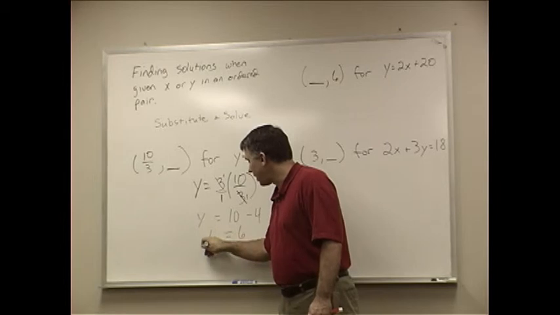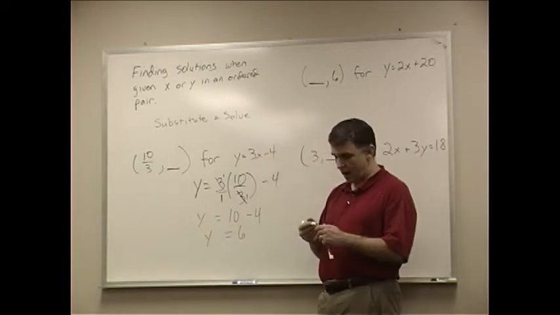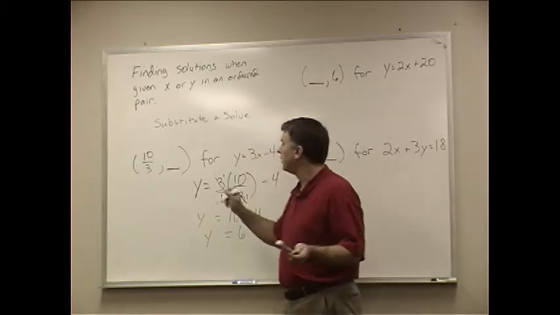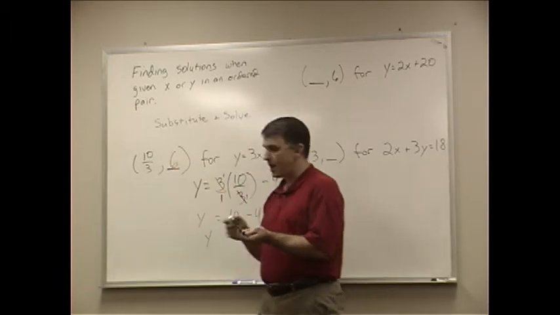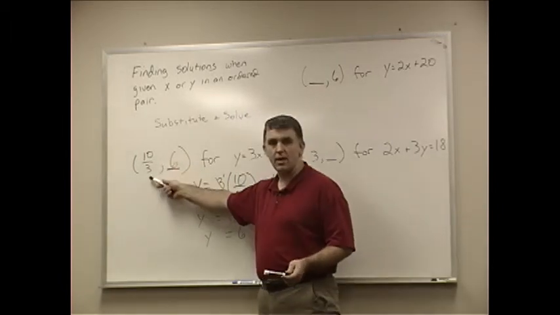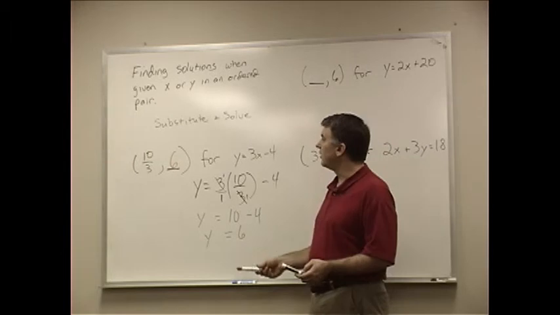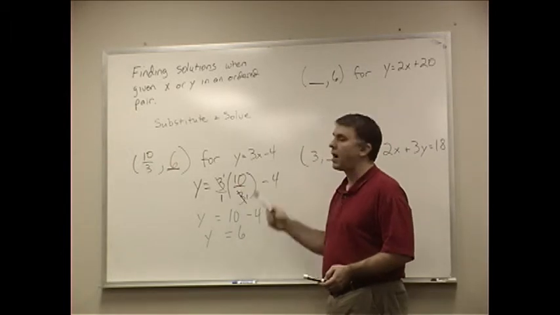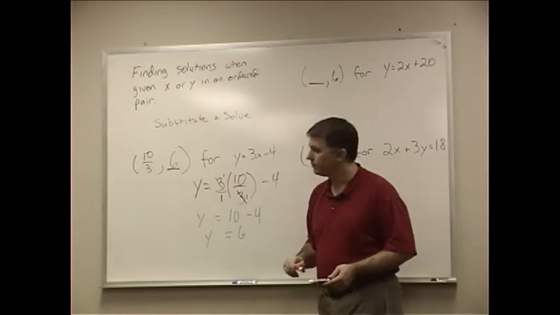So let me add in my y equals here. y equals 6. What does that mean? That means that the point 10 thirds, 6 is a solution for y equals 3x minus 4.